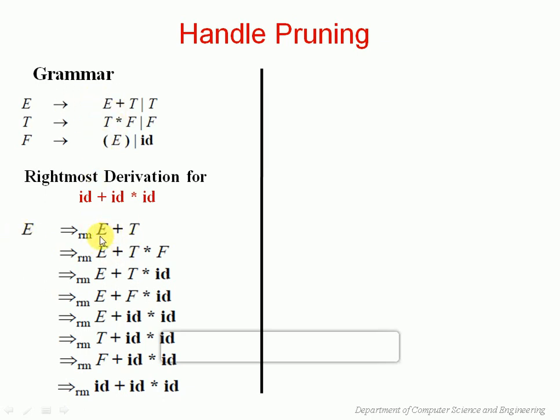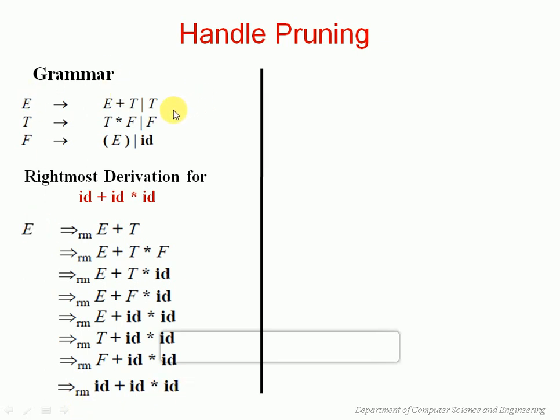E gives E plus T. Since it is a rightmost derivation, T will be replaced using T star F, and this F will be replaced with id, and in the next step T will be replaced. In this step, T is the rightmost non-terminal, which is replaced using F, and finally step by step you reach id plus id star id, which makes this sentence valid for this particular grammar.